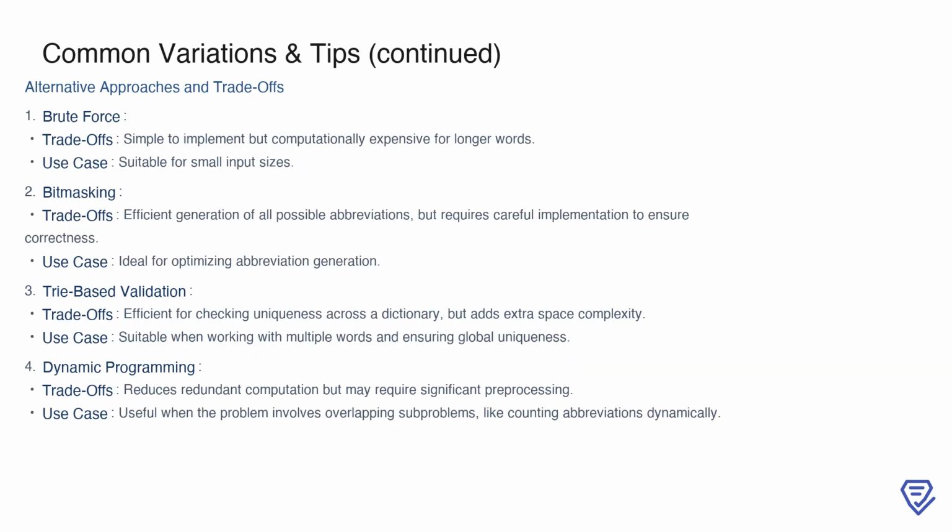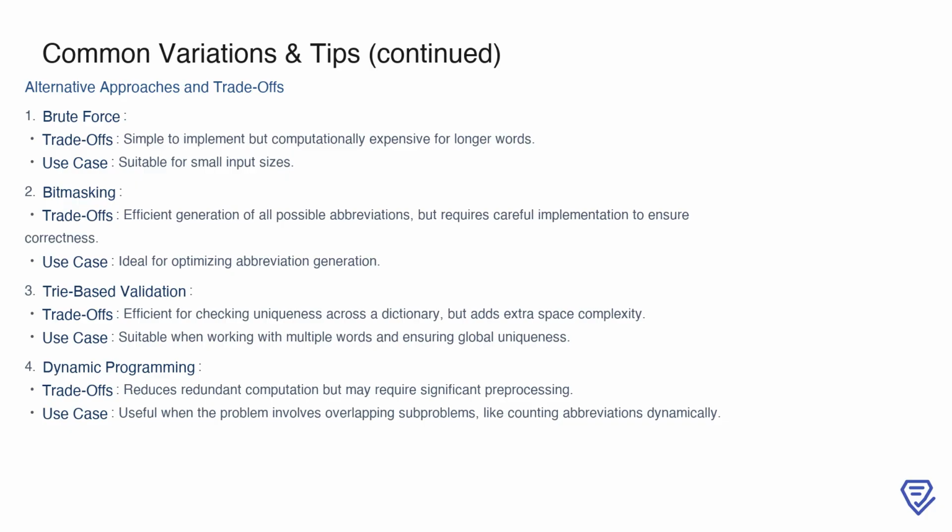There are several alternative approaches to solving the word abbreviation problem, each with its own trade-offs. The brute force method is simple to implement, making it a good choice for small input sizes. However, it becomes computationally expensive as the word length increases, so it's not suitable for larger datasets. Bitmasking, on the other hand, allows for efficient generation of all possible abbreviations. While it requires careful implementation to ensure correctness, it's a powerful tool for optimizing abbreviation generation.